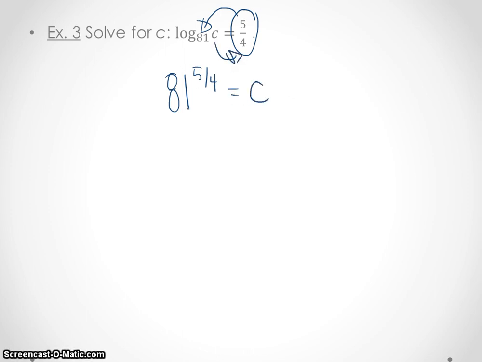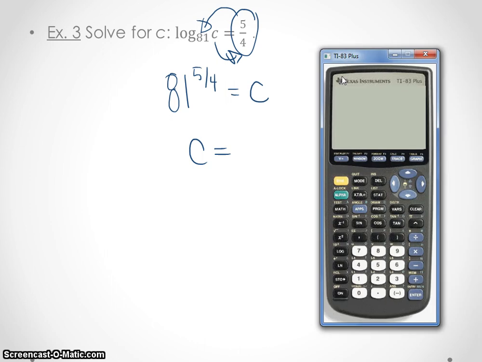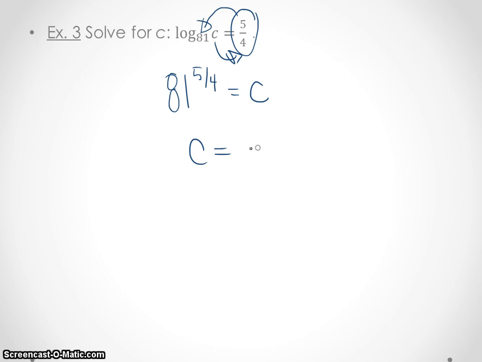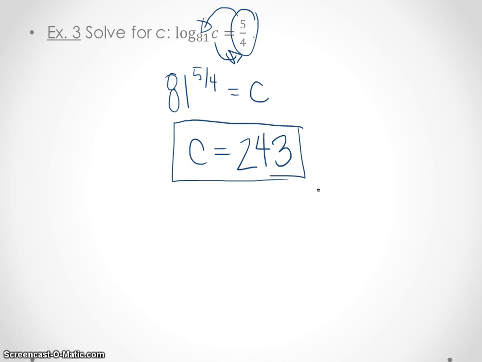Alrighty, so actually, very simply, look at that. We just have to evaluate what is 81 to the 5/4 power, and that'll give us what C is. So let's go ahead and grab our calculators. So 81 to the 5/4 power. Boom, there we go. 243 is our answer. So C here is 243, okay? So there you go, 243. Easy enough, don't you think?